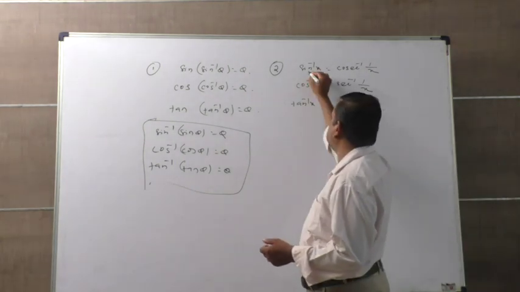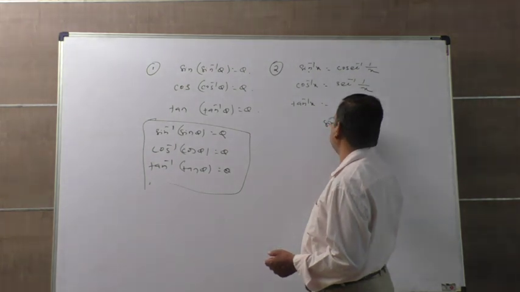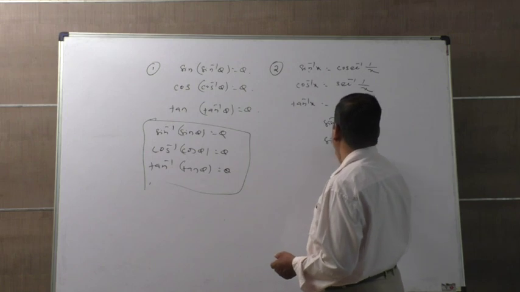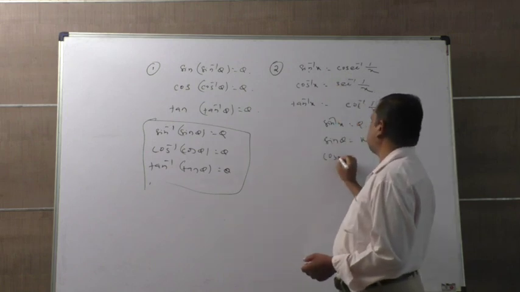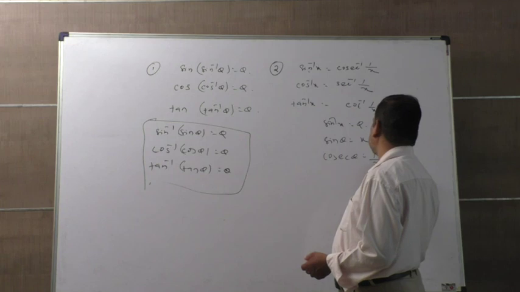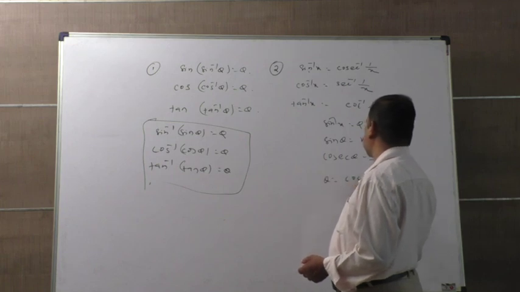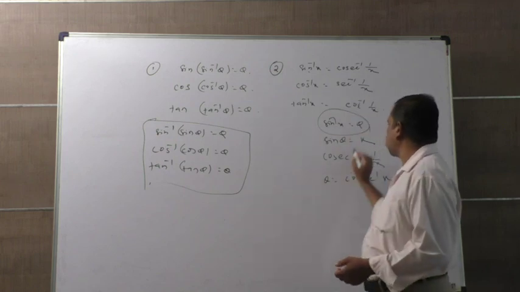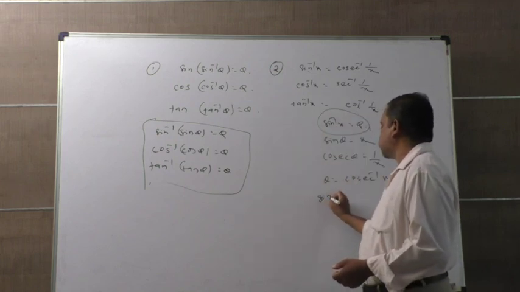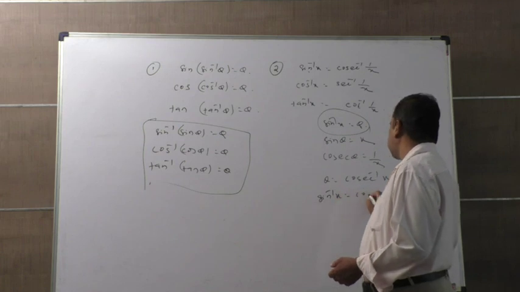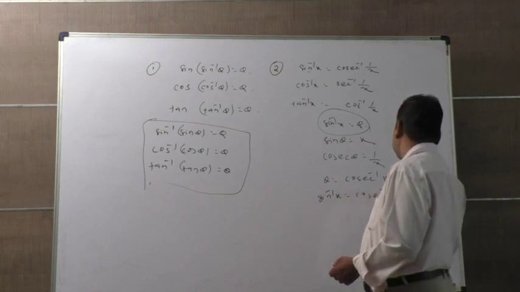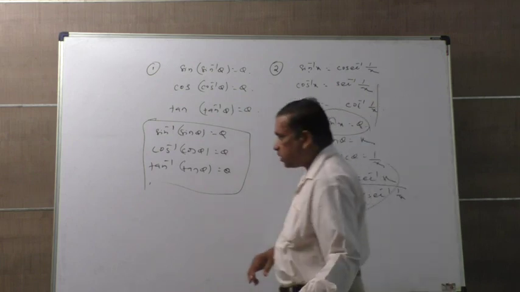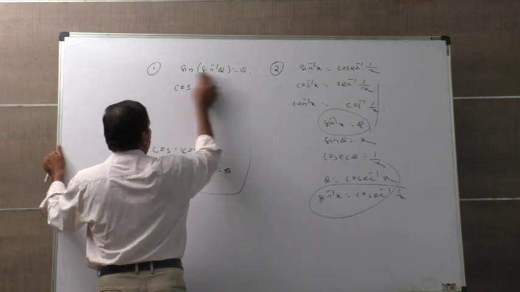If you want, let sine inverse x be theta, so that sine theta is equal to x. We know cosec theta is 1 by x, that is theta is equal to cosec inverse 1 by x. We have taken sine inverse x as theta. In place of theta, we can put sine inverse x is equal to cosec inverse 1 by x. This proves the formula. So, question number 2 done. Next, on to 3.